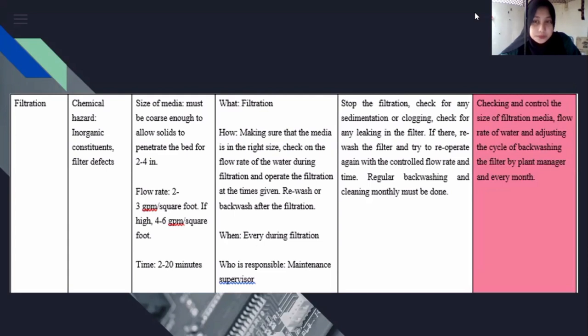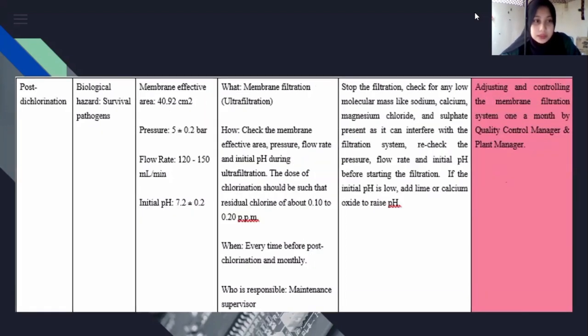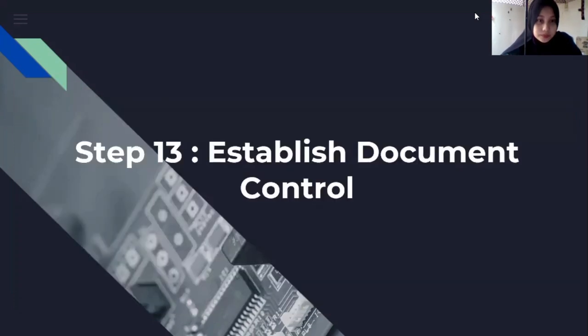For the filtration verification procedure, we check and control the size of the filtration media, the flow rate of the water, and adjust the cycle of backwashing the filter. This is done by the plant manager every month. The last CCP is post dechlorination, and the verification procedure is that we adjust and control the membrane filtration, or ultrafiltration system, once a month by the quality control manager and also the plant manager.